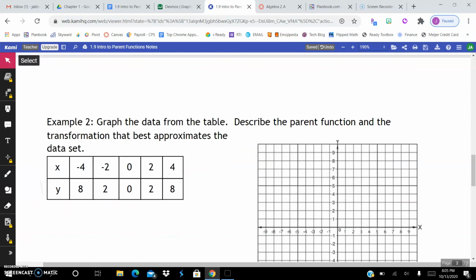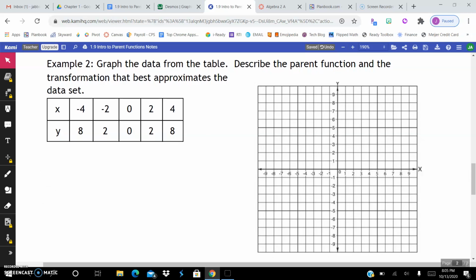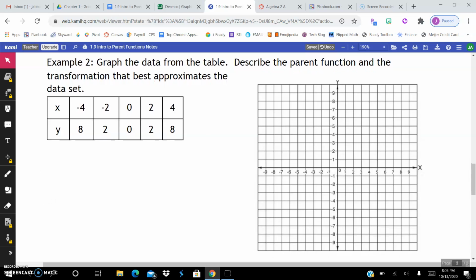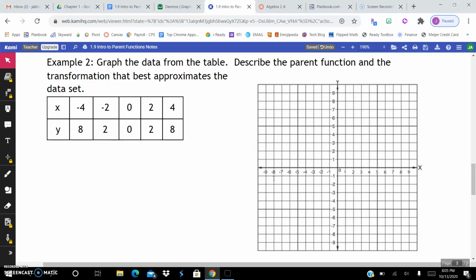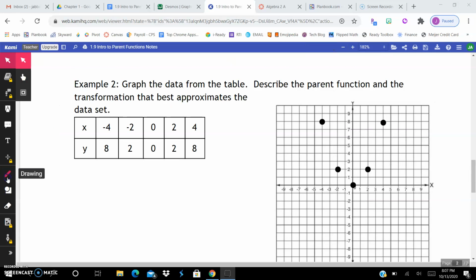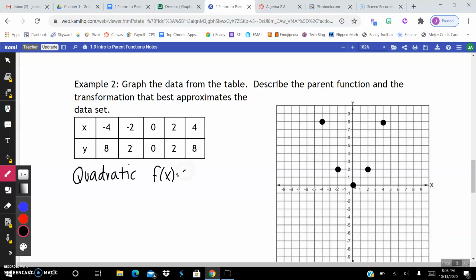Okay. Example 2 says graph the data from the table. Describe the parent function and the transformation that best approximates the data set. So I'm going to pause and graph these ordered pairs real quick. After plotting these points, it appears that this is a quadratic function. And the parent function then would be f of x equals x squared.